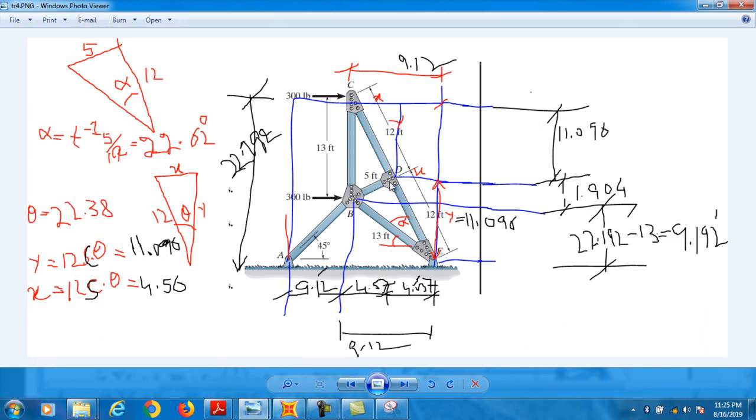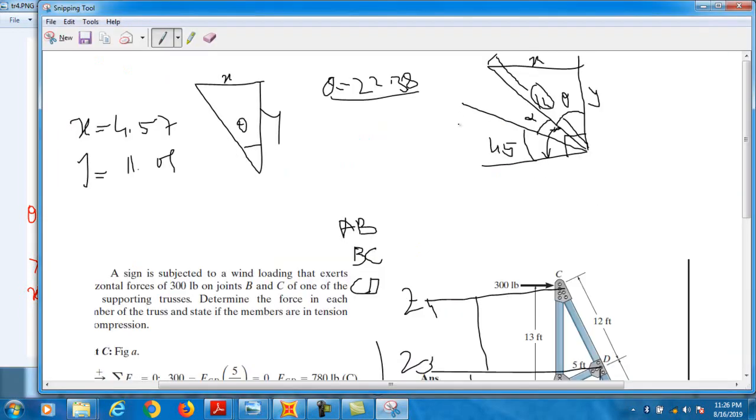Now we determine this x, and if I draw it below, this passing is basically 4.57. Now I again use this triangle there, which is similar to this one because this side is also 12 feet, and using the same trigonometrical angular values, you will determine this x and y, and that x equals this x and that y equals this y.